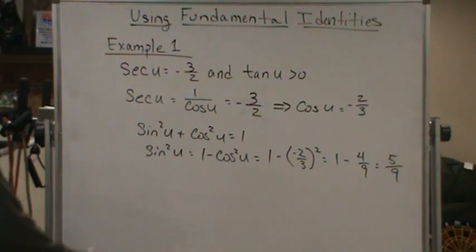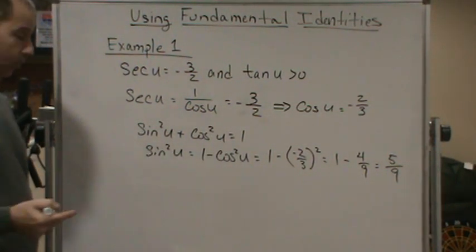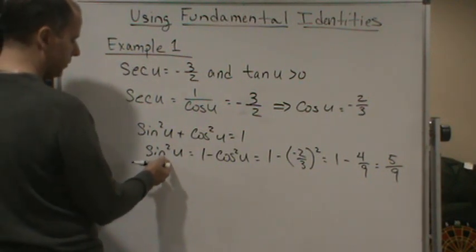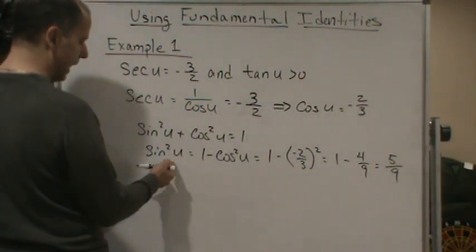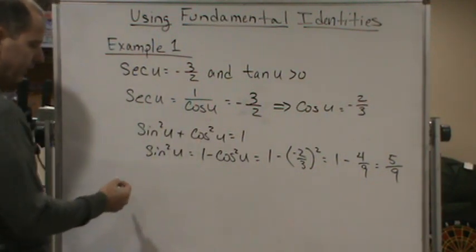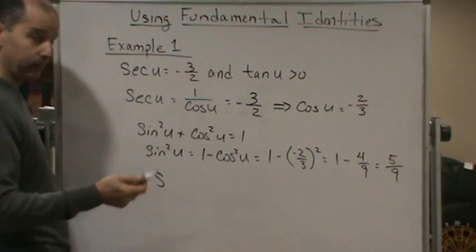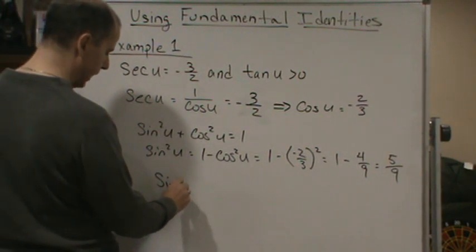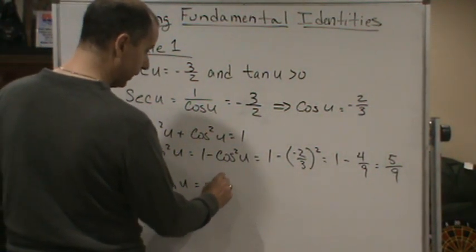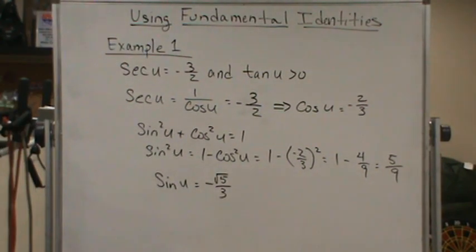All right, now this is where we bring back what I talked about before. We know that sine is in the third quadrant, which means sine is going to be negative. When I take the square root of this, it's going to be plus or minus, but because we know it's in the third quadrant, we know that sine u is going to equal negative square root of 5 over 3, because we're going to take the square root of both sides to solve. Great, now we've got 3 of the 6.